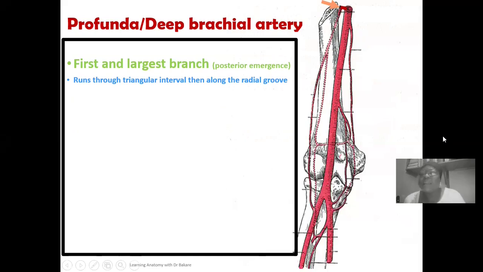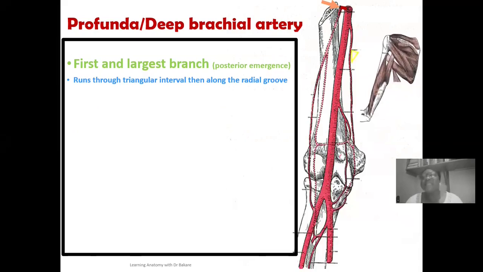So now let's describe where the triangular interval is located. Using this image by the side, this is where we have the triangular interval, carved out in yellow. This is a triangular space that is formed by the long head of the triceps brachii and the surrounding muscles. The long head of the triceps brachii forms the medial border of the triangular interval, while superiorly, above, we have the teres major muscle forming the superior limit of the triangular interval.